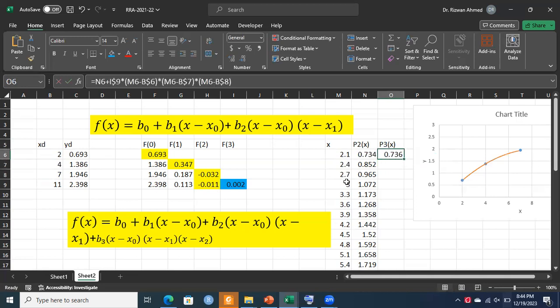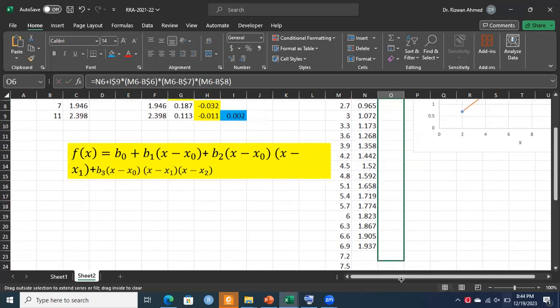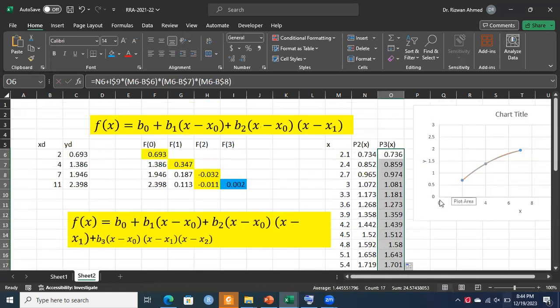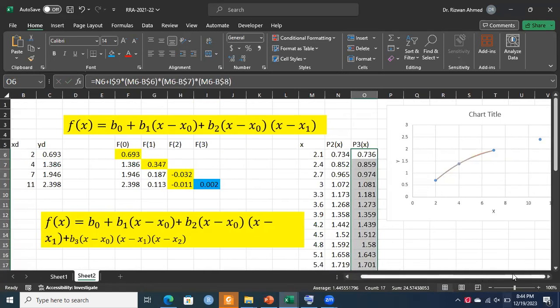And then for all the remaining points, we can compute and we can plot. So this is the approximation as it has been plotted. So we can see that a light blue colored line has been created on it.